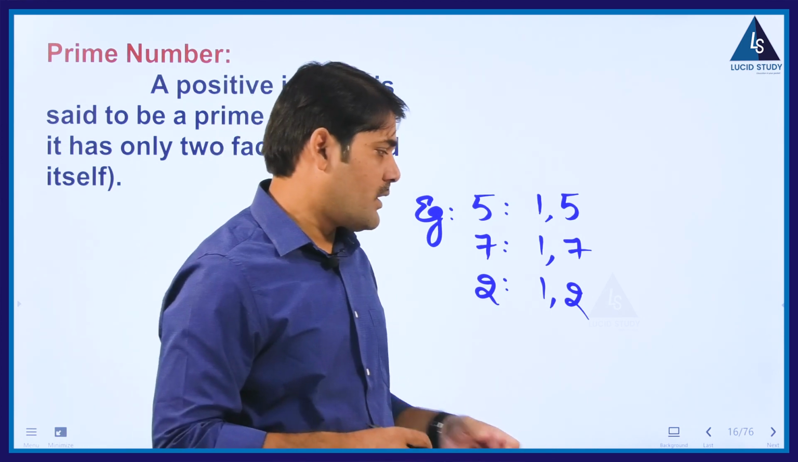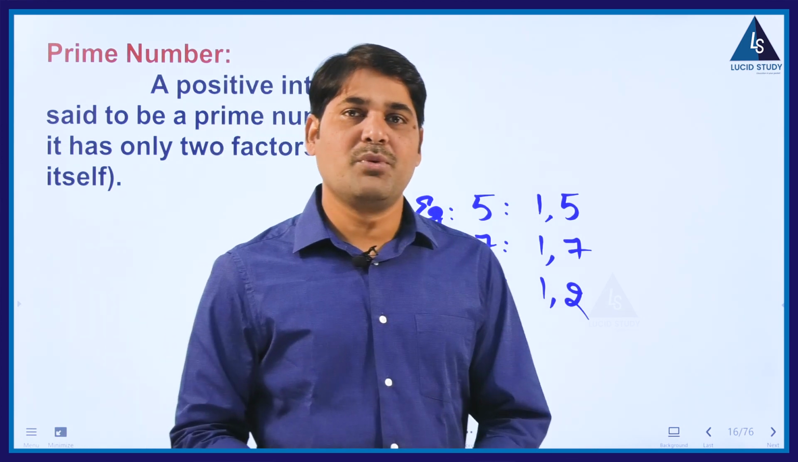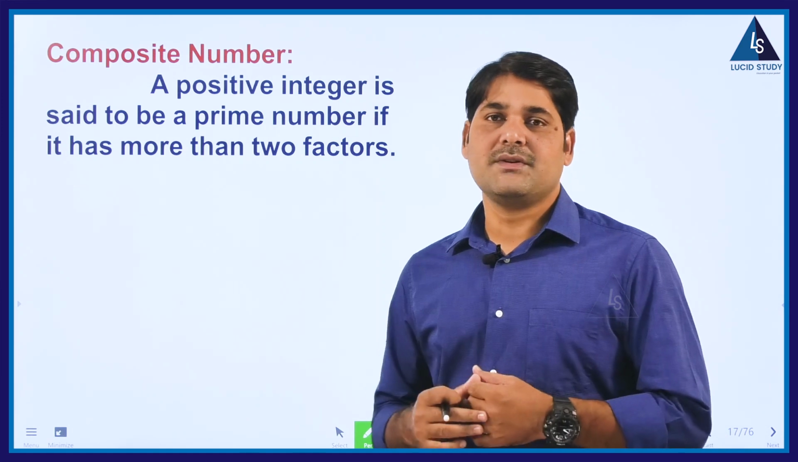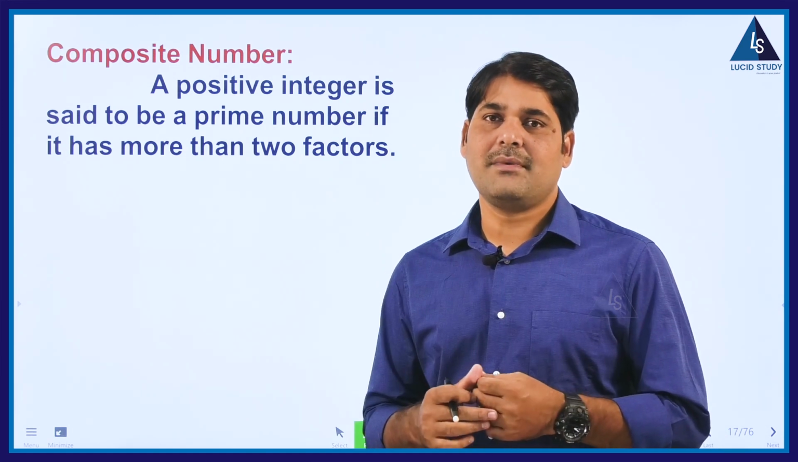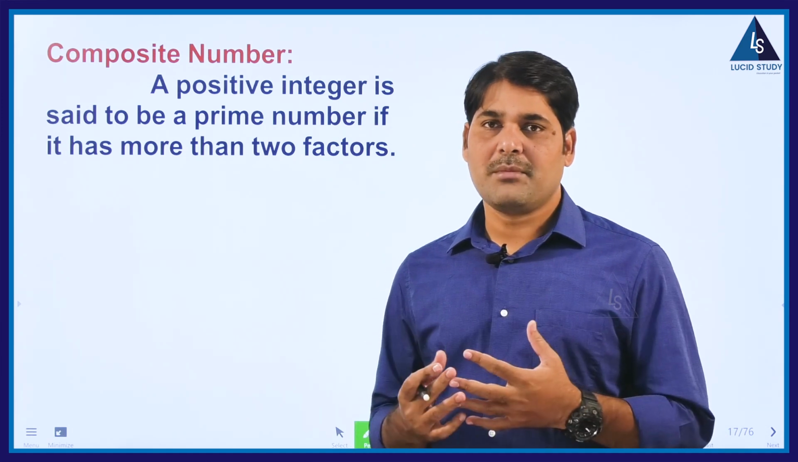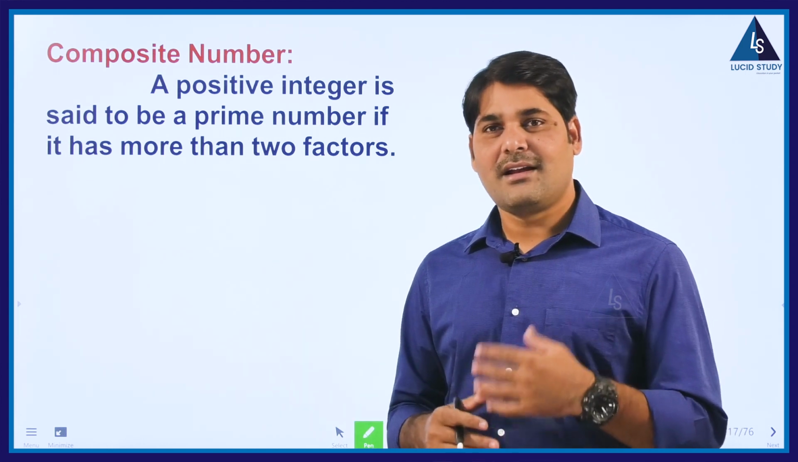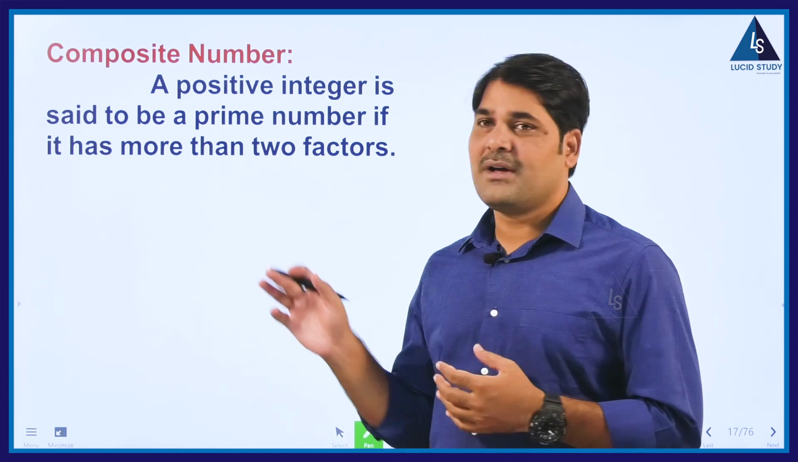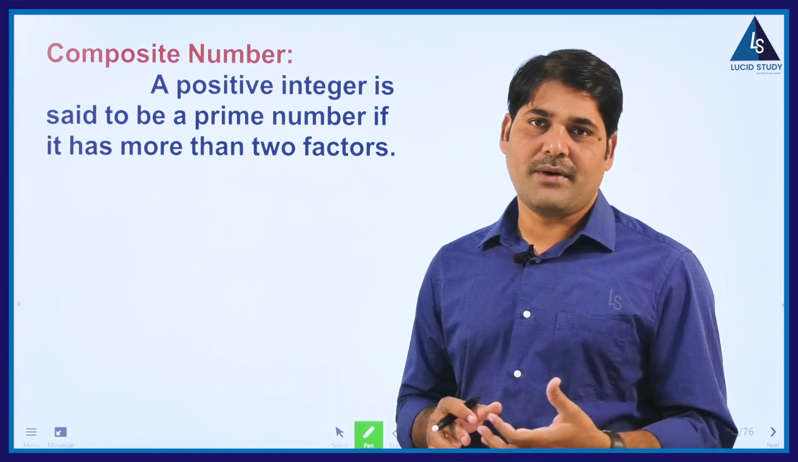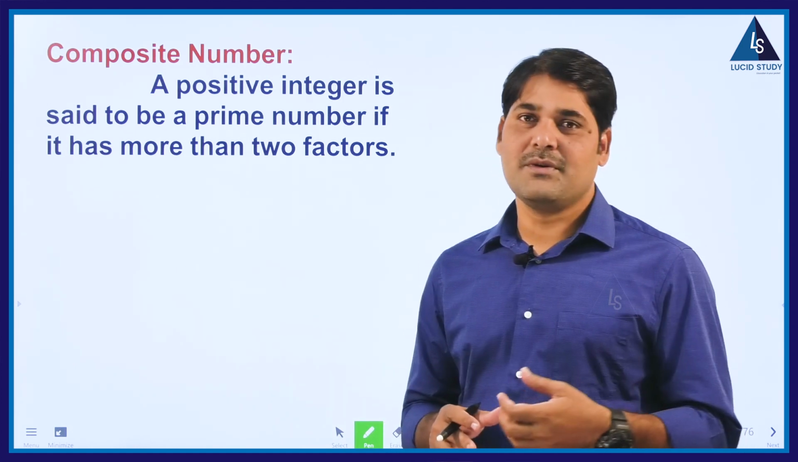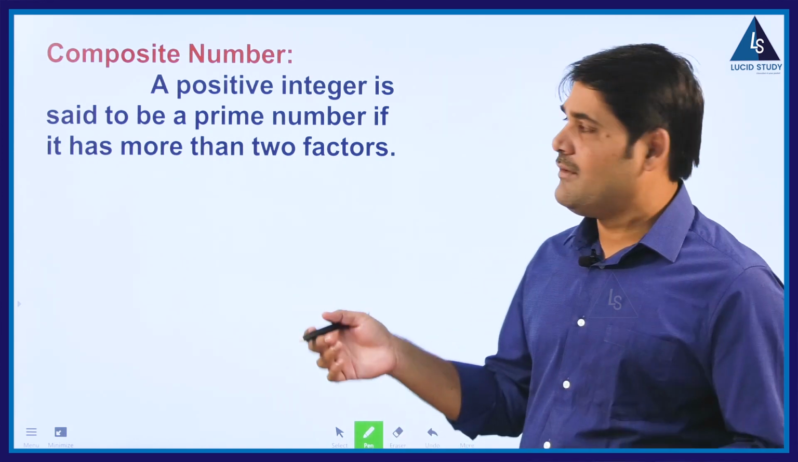One more concept we need to discuss is the composite number. What do you mean by composite number? Composite numbers are the numbers which are not prime numbers. Or in other words, if a number is having more than two factors, then it is said to be a composite number. Example, I will take 6.